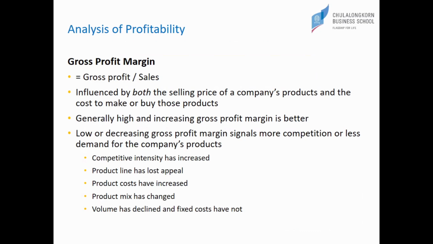So product cost would increase, get out of hand. Or a change in product mix, maybe they sell a low profit margin product. And lastly, it's possible that the volume has declined, so sales volume, right? Sales volume declined, so its fixed cost would have to be allocated to a smaller number of items sold. So it would reduce the gross profit of this company. So these are the potential things that you can infer from this decreasing gross profit.